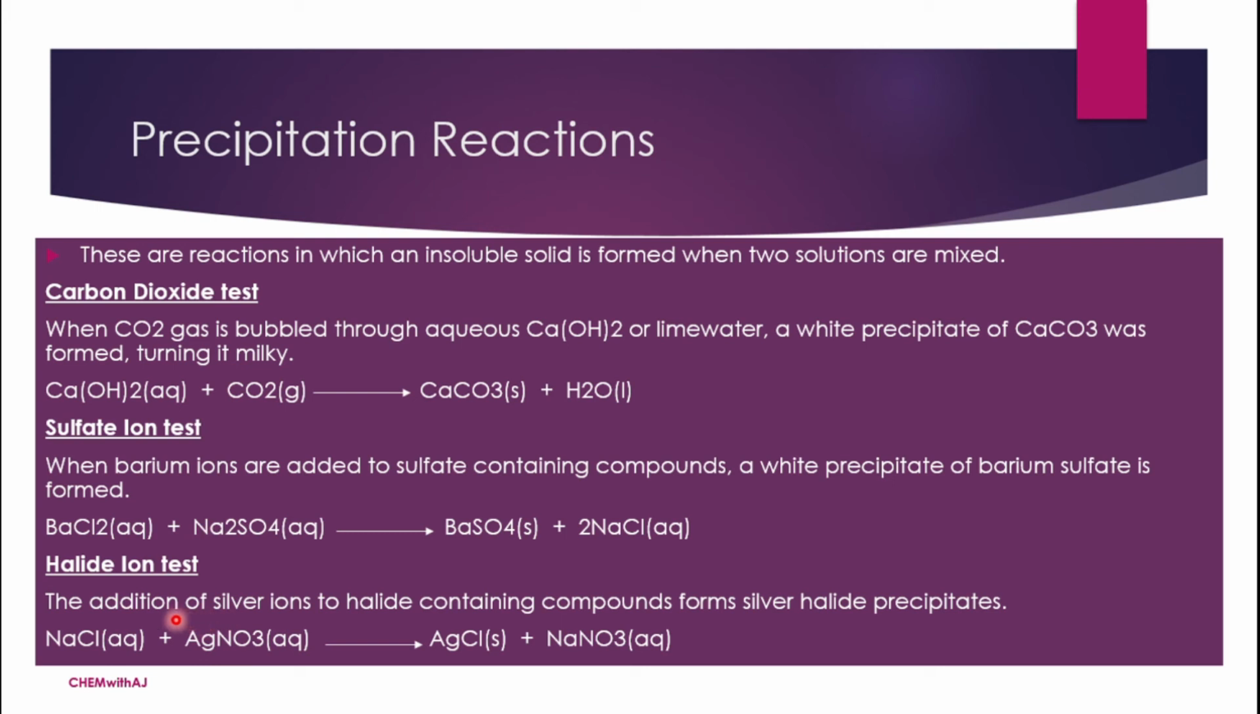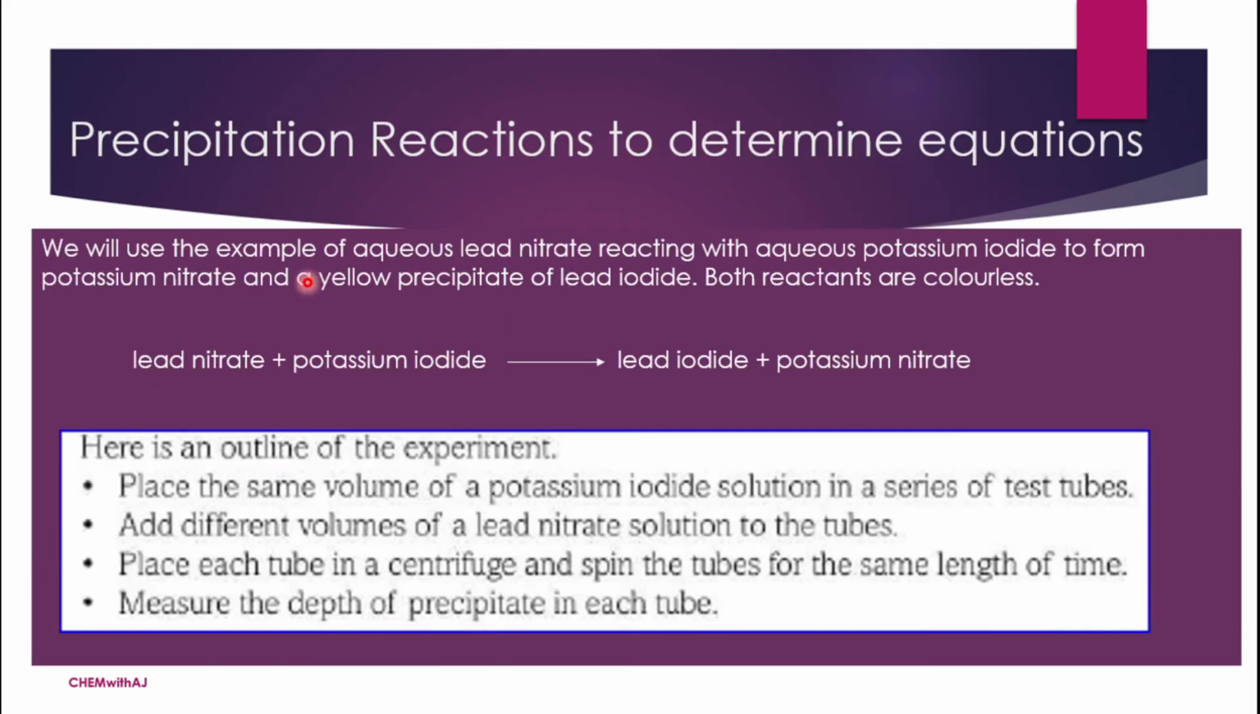Then we have the halide ion test, the group 7 ion test. To do this test, we add silver ions, Ag+ ions, to halide containing compounds. When this reacts, it forms a silver halide precipitate, so it's either AgCl or AgBr. It will always be an insoluble precipitate. Chlorine, bromine and iodine give different colors. We will learn those later. Then precipitation reactions to determine equations.